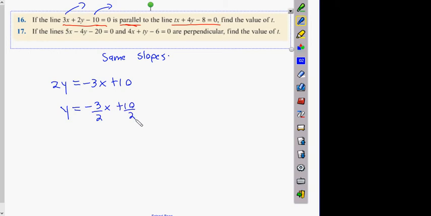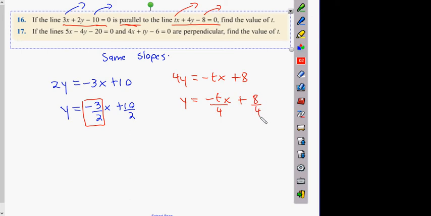Now what's the slope of this one? Minus 3 over 2. Slope of this one is minus 3 over 2. That means that the slope of this one should also be minus 3 over 2. Let's find out. Move the 8 and the tx over the other side, and what do we get? Minus tx plus 8. And what do we do with the 4? Y equals minus t over 4 x plus 8 over 4.